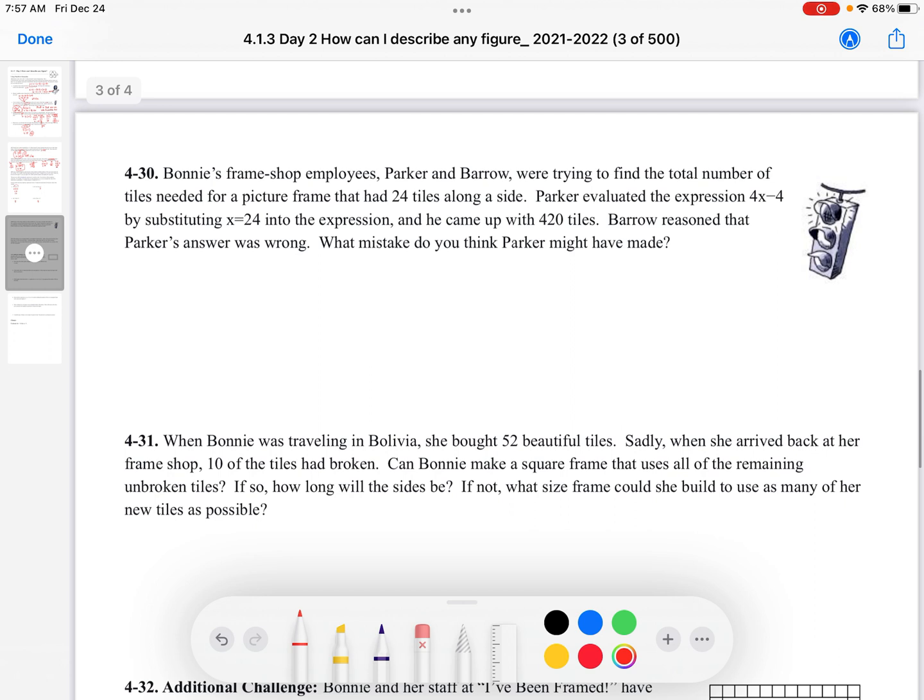Bonnie's frame shop employees, Parker and Barrow, were trying to find a total number of tiles needed for a picture frame that had 24 tiles along a side. Parker evaluated the expression 4 times x minus 4 by substituting x equals 24 into the expression, and he came up with 420 tiles. Barrow reasoned that Parker's answer was wrong. What mistake do you think Parker may have made? All right, 24. So we have 4 times 24 minus 4. And what happened? How did he get 420?